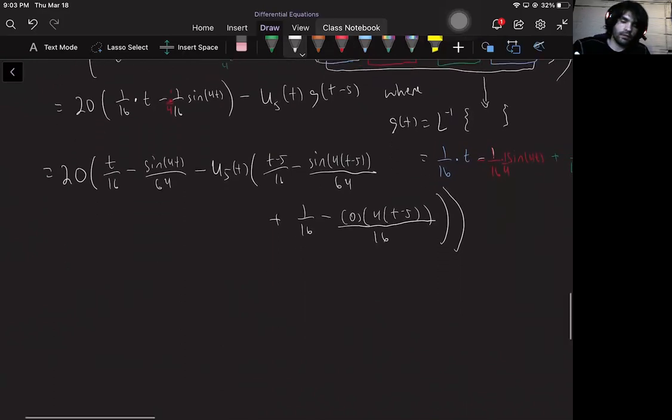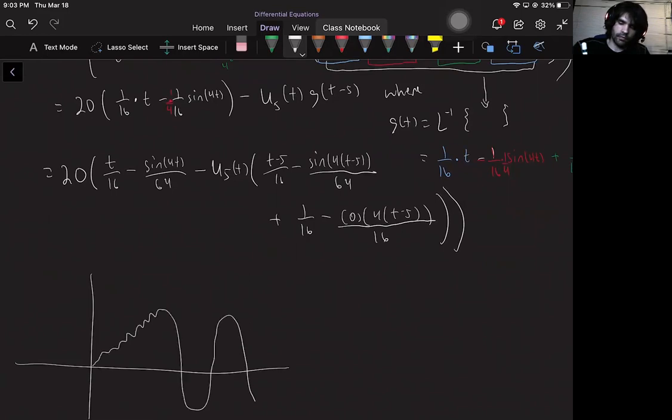If you graph this thing, it's actually interesting. So it basically looks something like this. And then after 5 seconds, it oscillates. Okay, I'm very tired. So that's the end of this lecture. See you later.